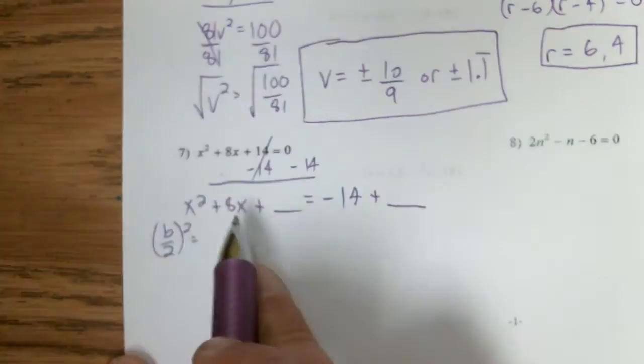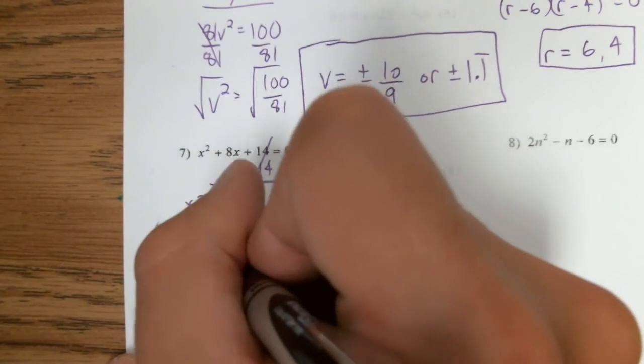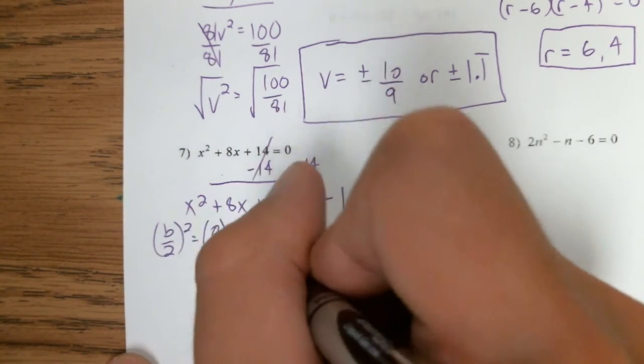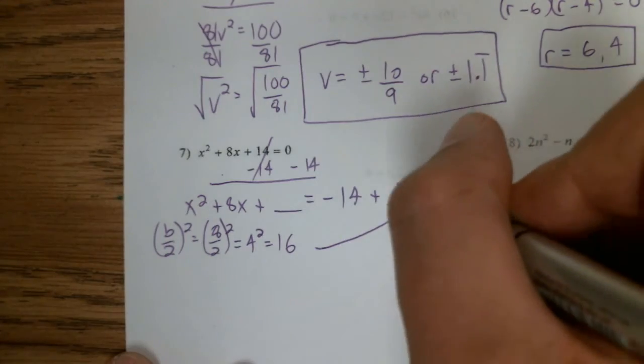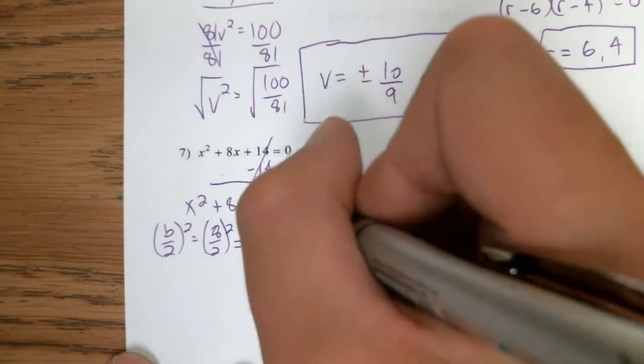Okay, my b is the 8. Half of 8 is 4, and 4 squared is 16, so that's the magic number. So I'm going to stick a 16 in that blank. Okay. Now, why did we do all that?